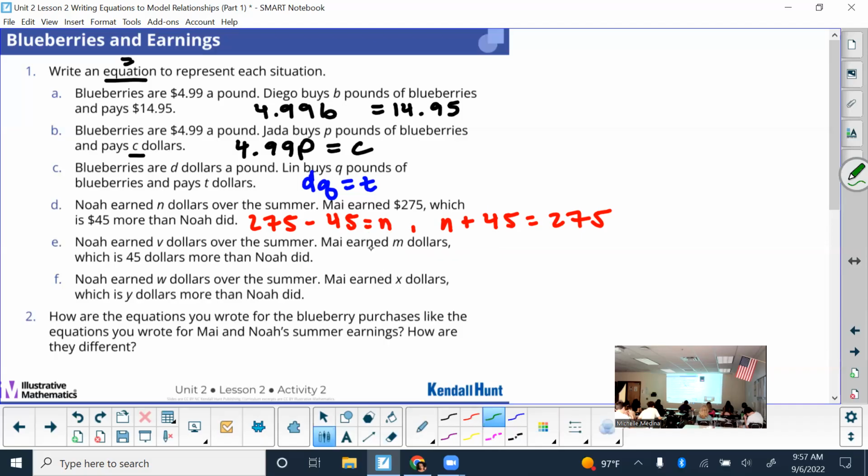Ryan, did you have something? M minus 45 equals V. Is that correct? Is there another way we could write that? Good. A really great test question, even though we're not really on that lesson yet, would be to have you, instead of where it solves for what Noah made, solve for what Mai made. So it wants the M isolated versus the V.